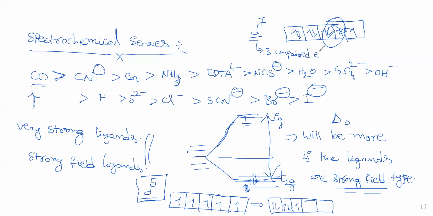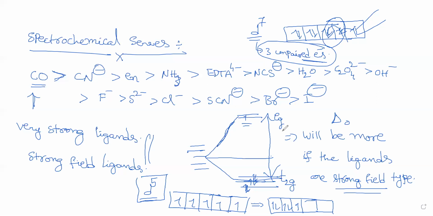3 unpaired electrons. So it should be the case. But rather, you will get only 1 unpaired electron because of this forced pairing. So forced pairing happens when you have very strong fields. This gap increases, so the electrons will tend to come back for the forced pairing. They have to pair back. They want to pair back instead of going to the higher energy levels and be like an unpaired electron.